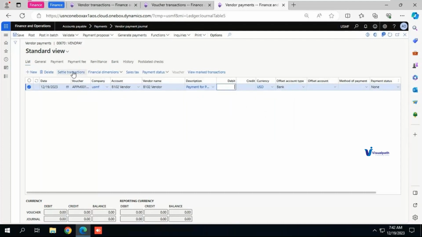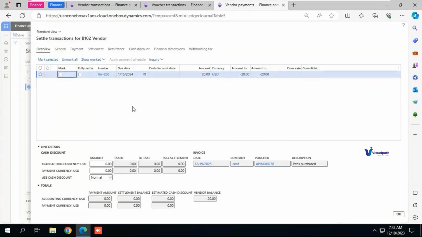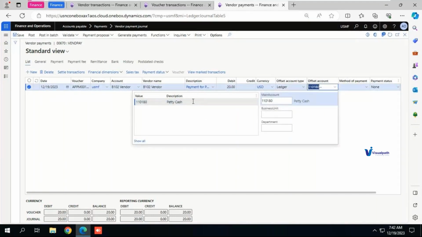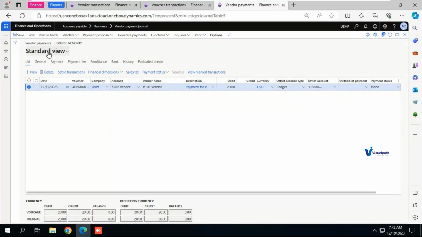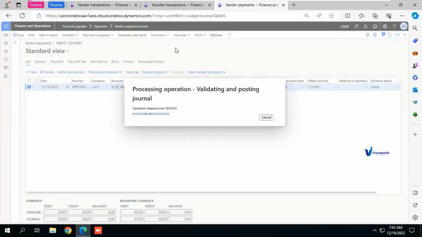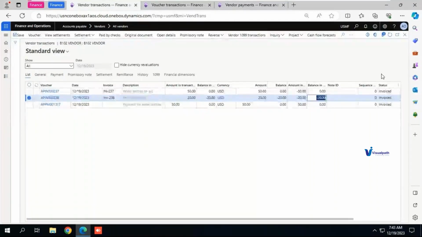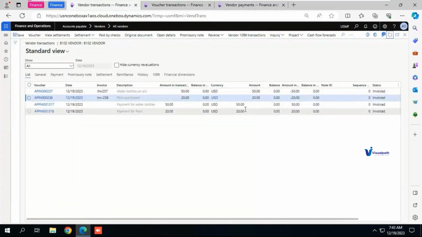You can click on settle transactions. You can select this $20. I'm doing payment, and here I'm doing payment by cash. It is the petty cash account. Save and post. Earlier it was vendor account credit. Now it is vendor account debit. I have posted vendor account debit. If you verify, the debit was posted, so the net effect is 0.